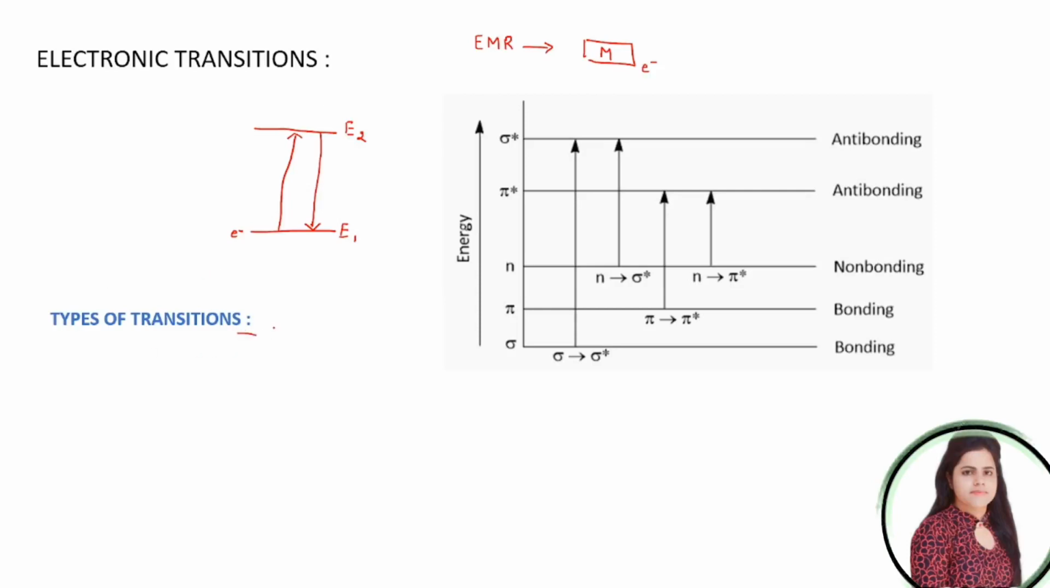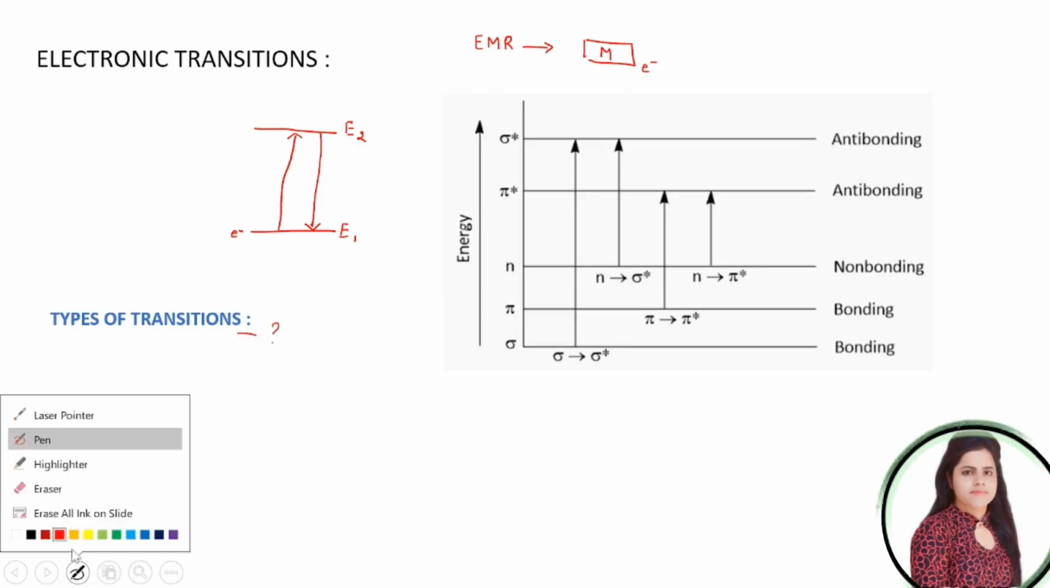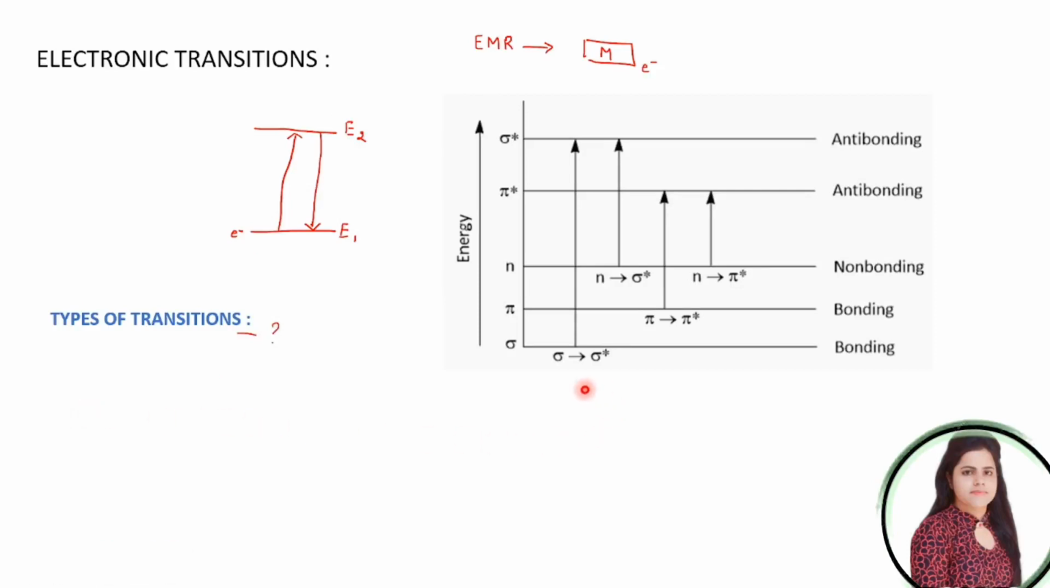Next question is, what are the types of transition? For this, you can see this diagram. In this diagram, I have shown you four types of transition. The first transition is sigma to sigma star. The next transition is n to sigma star. The third transition is pi to pi star. And the fourth transition is n to pi star.